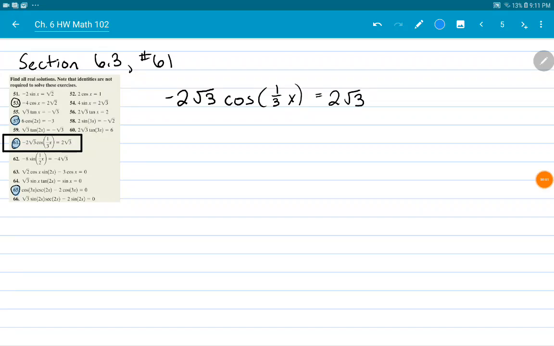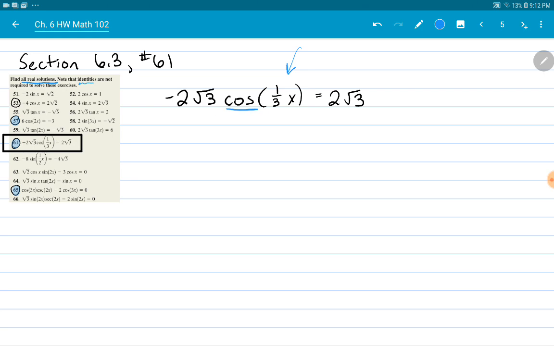In this section, we're looking to find all real solutions to these equations, and we have a hint that we do not need identities for these. So I'm looking at number 61. That means we're going to solve for the 1/3 x first, use the trig function, and then isolate the x. So first step is to isolate the trig function.